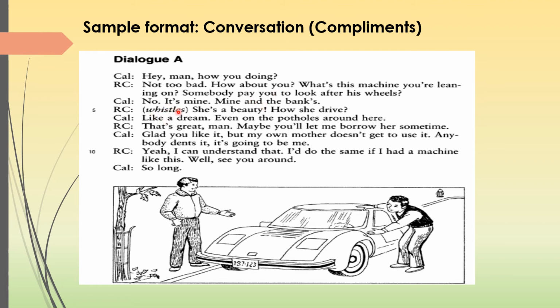Then there is a whistle in there, and she's a beauty. How does she drive? So you can see another wardrobe there. So that means the person is complimenting, and whenever you are referring to a beauty, you need to produce a "she." Like a dream, even on the potholes around here.